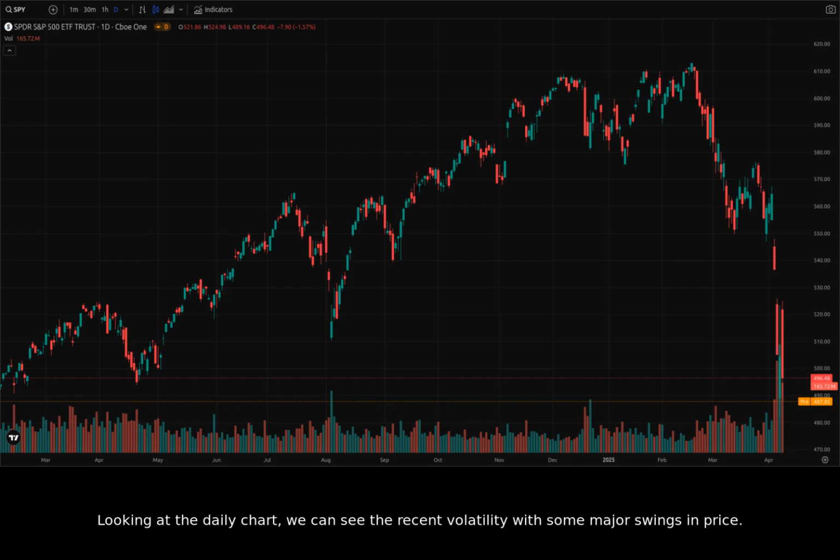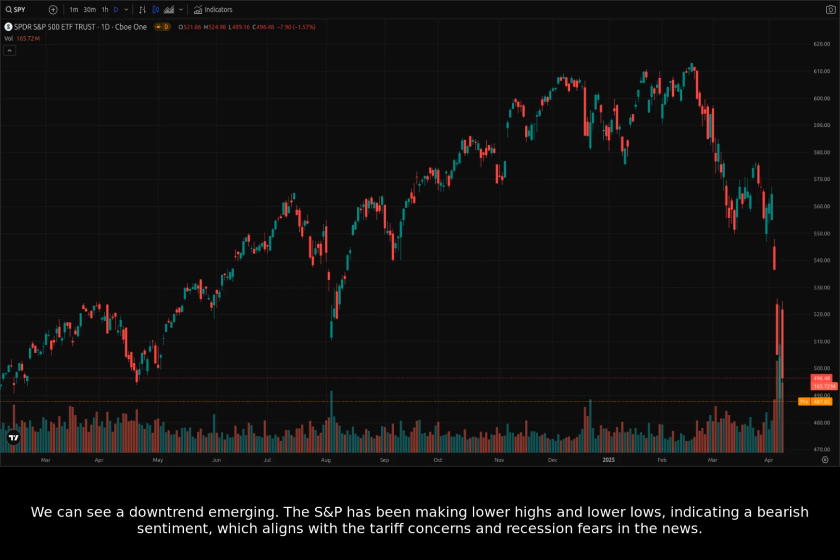Looking at the daily chart, we can see the recent volatility with some major swings in price. Let's focus on the last few months to get a clearer picture of the current trend. We can see a downtrend emerging. The S&P has been making lower highs and lower lows, indicating a bearish sentiment, which aligns with the tariff concerns and recession fears in the news.